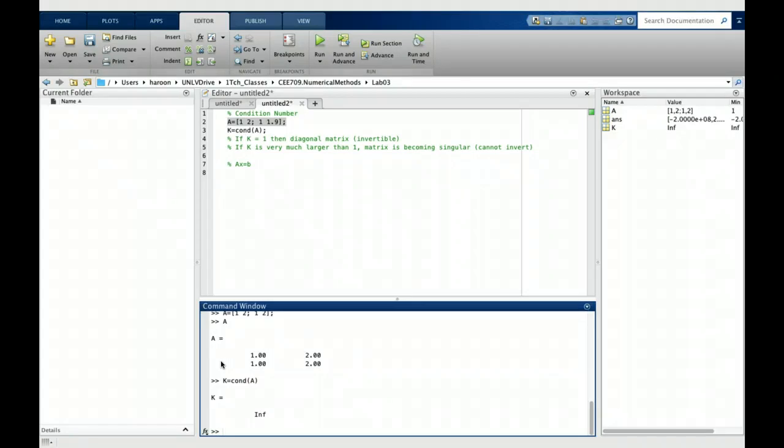So if there is any redundancy in your system of equations, then you have a system that cannot be solved, and there is no solution for that system. This can be tricky if you end up having a singular matrix like this, and there are ways to take care of that.